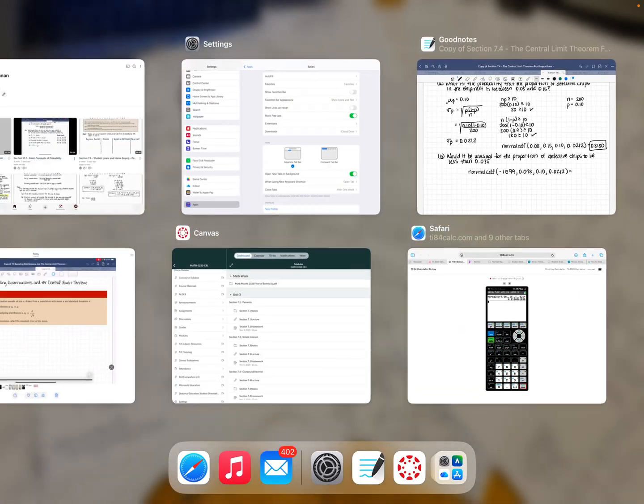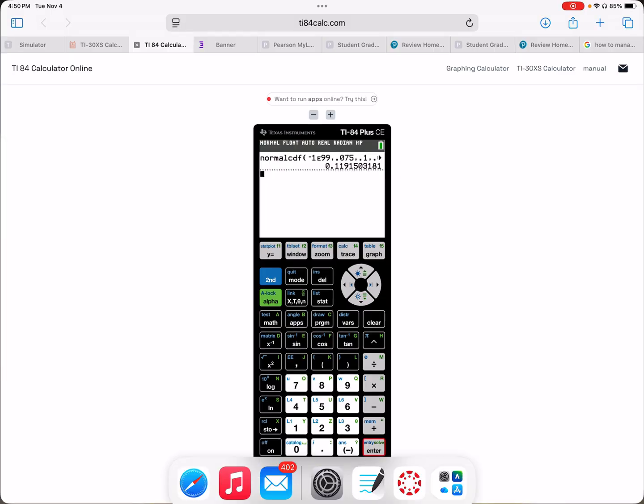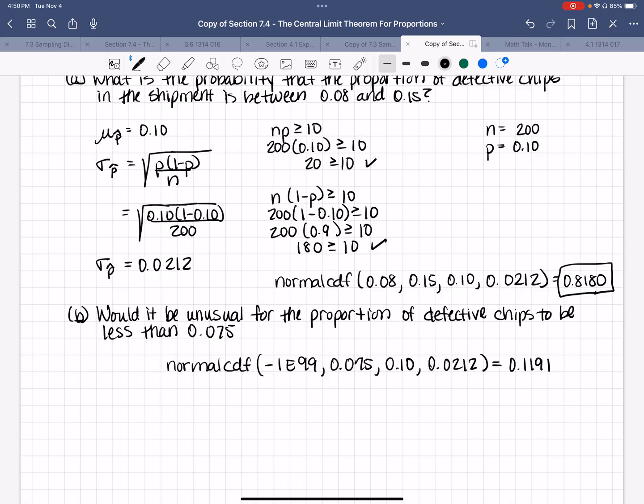So I'm going to go over here, second vars, number 2. My lower is negative 1E99, no comma, sorry guys. Then my upper is 0.075. My average is 0.1. My standard deviation is 0.0212. And that gives me 0.1191. So that means it is not unusual because it is greater than 0.05, or greater than 5%. So not unusual. And that wraps up 7.4, guys.